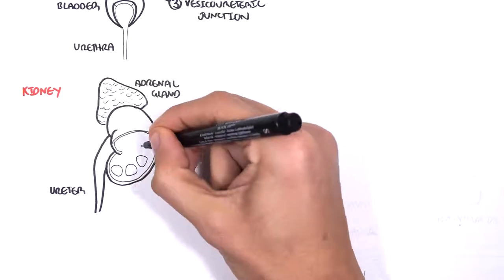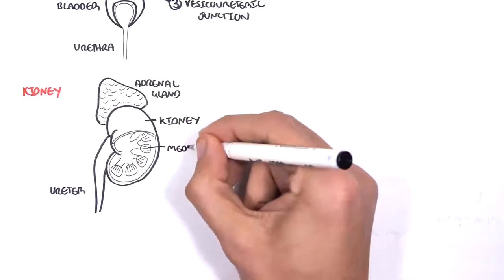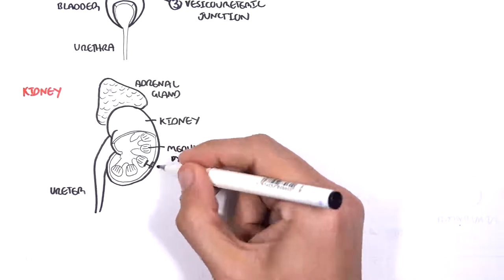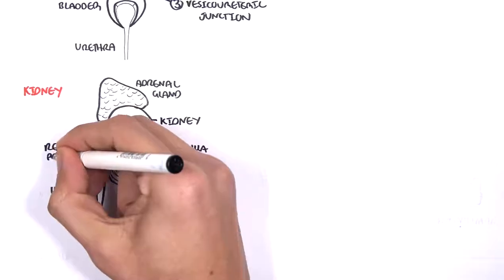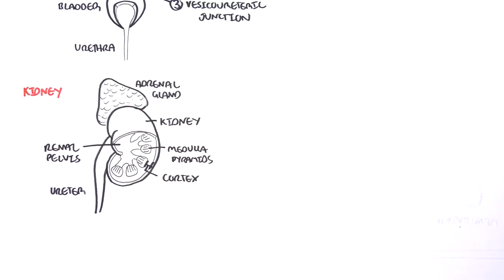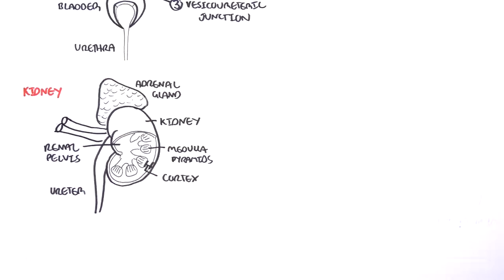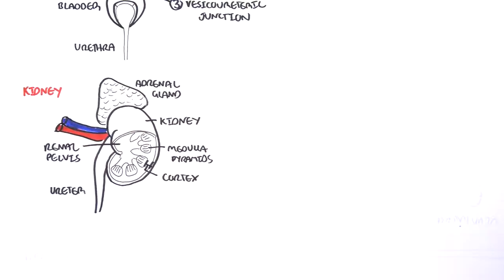Looking inside the kidney, it consists of pyramids called the medulla pyramids. Surrounding the medulla pyramids is the cortex. The tips of the medulla pyramids join and form the calyx. The calyces then join together and drain into the renal pelvis. The renal pelvis has a renal artery and renal vein entering and exiting it.